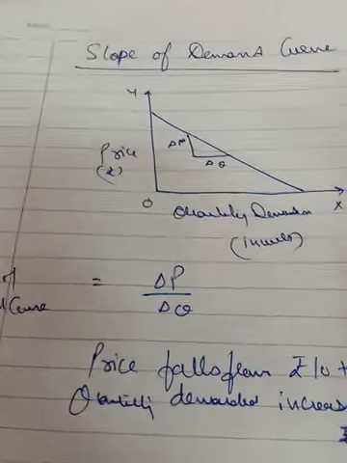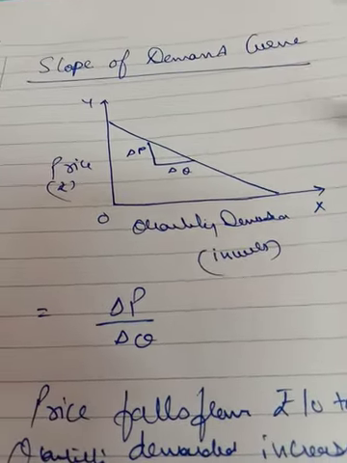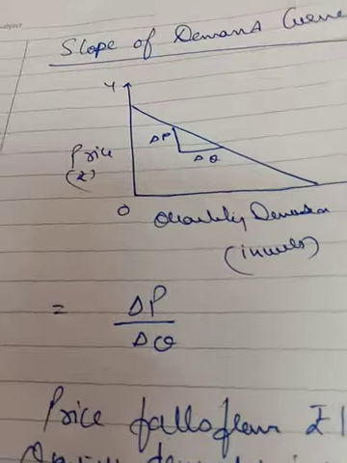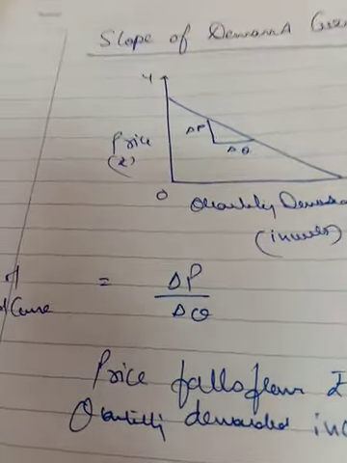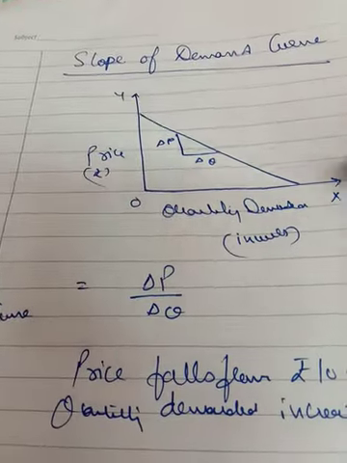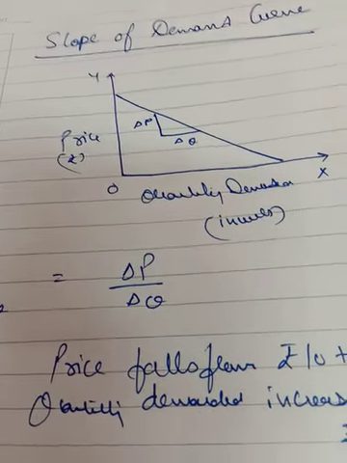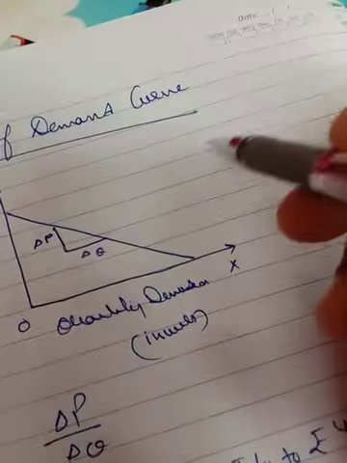11th class economics. Now we are talking about slope of demand curve. So what is the slope of demand curve? Slope of demand curve is basically change in price upon change in quantity. This is the demand curve, and this is the linear demand curve I have made, but you have to make it like this.